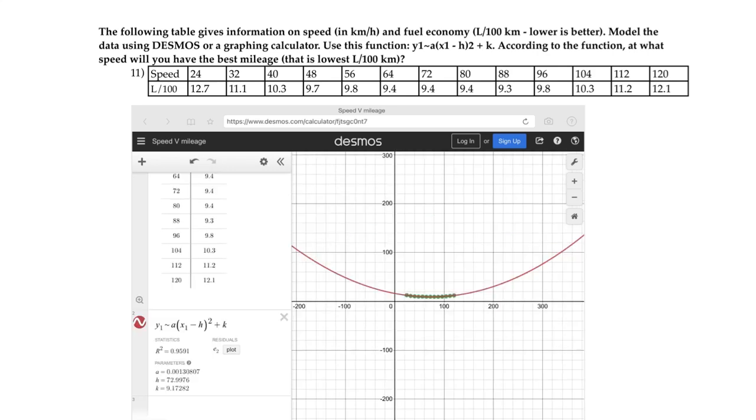Here's a good question where you're asked to model this data in a quadratic function. There are a couple of mistakes that people make, and one of them is sort of my fault: the 2 up there should be squared. So it should be y1 tilde a, and then x1 minus h, squared, plus k. And that might have thrown your numbers off a little bit.